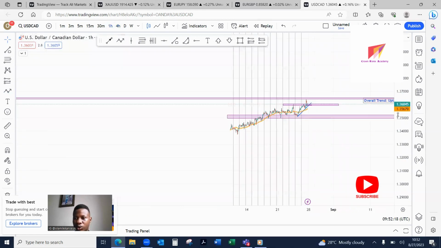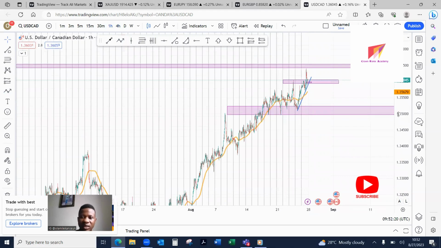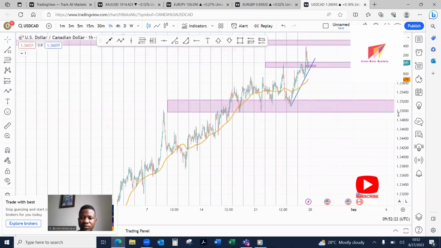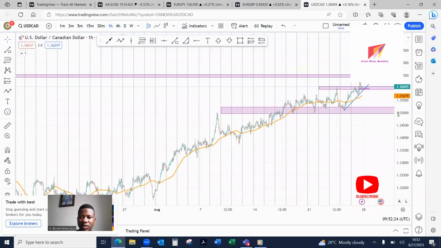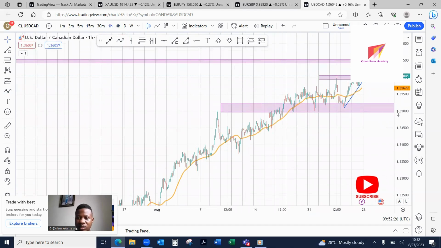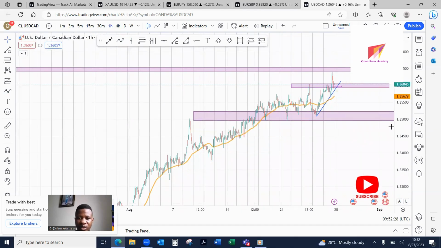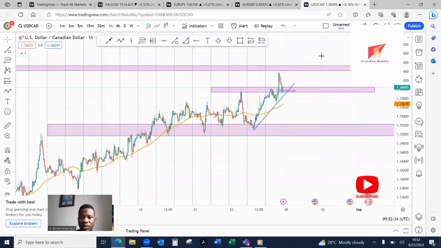So let's go to the 1 hour time frame. Let's see what the market is saying. From here, you can see that it's still creating a higher high, higher low, higher high, higher low. So let's see.